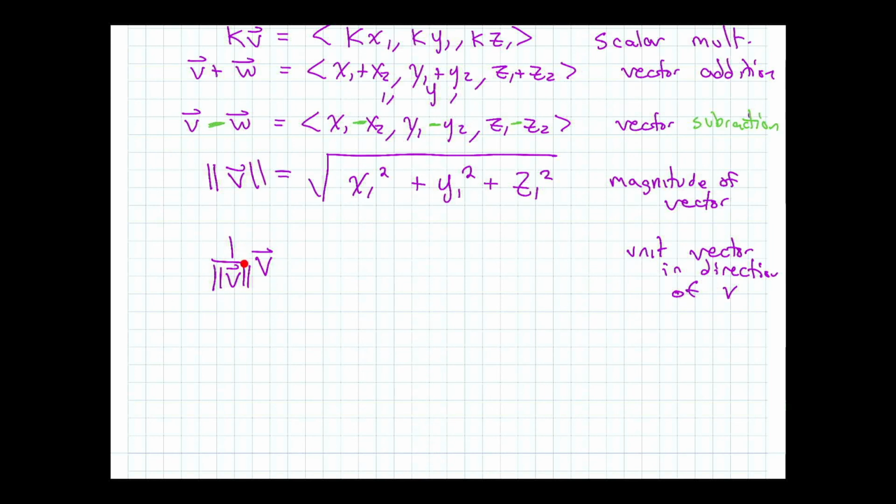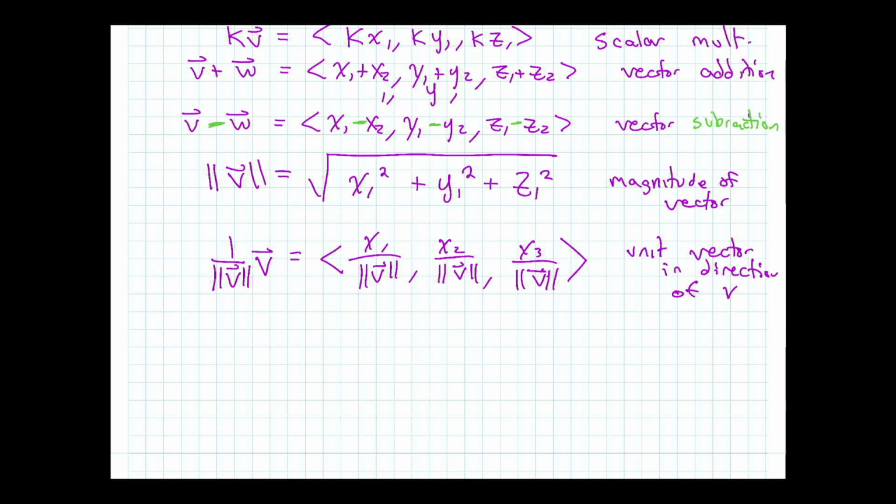So this is what you do, which they write different ways. You could write it this way: x1 over the magnitude of the vector, comma, x2 over the magnitude of the vector, x3 over the magnitude of the vector. That's how you would do it. So that's a unit vector.